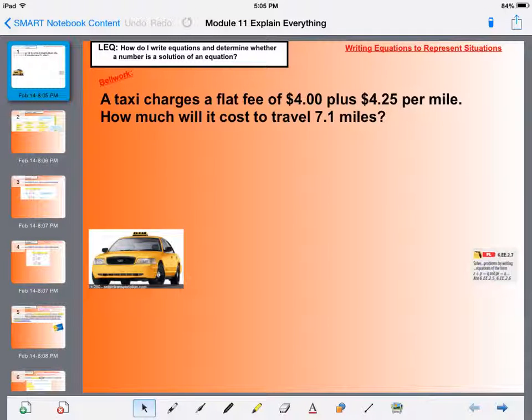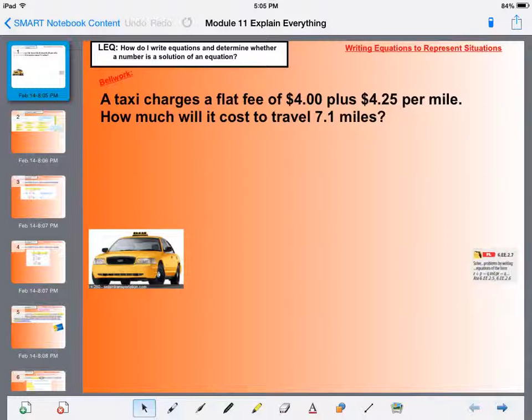I wanted to start off with this bell word question. A taxi charges a flat fee of $4 plus $4.25 per mile. How much is it going to cost to travel 7.1 miles? So if you remember, this was a two-step problem in which we had to first calculate how much the taxi would charge us just to travel the miles.